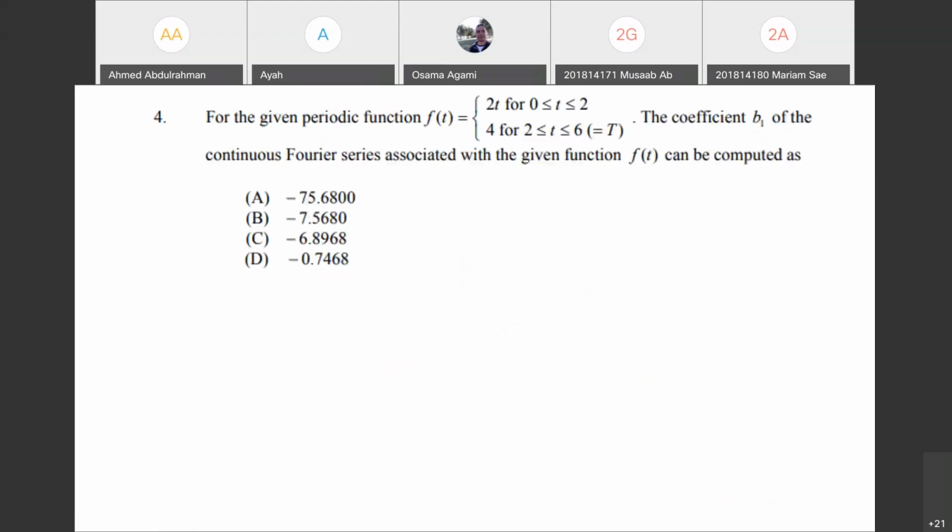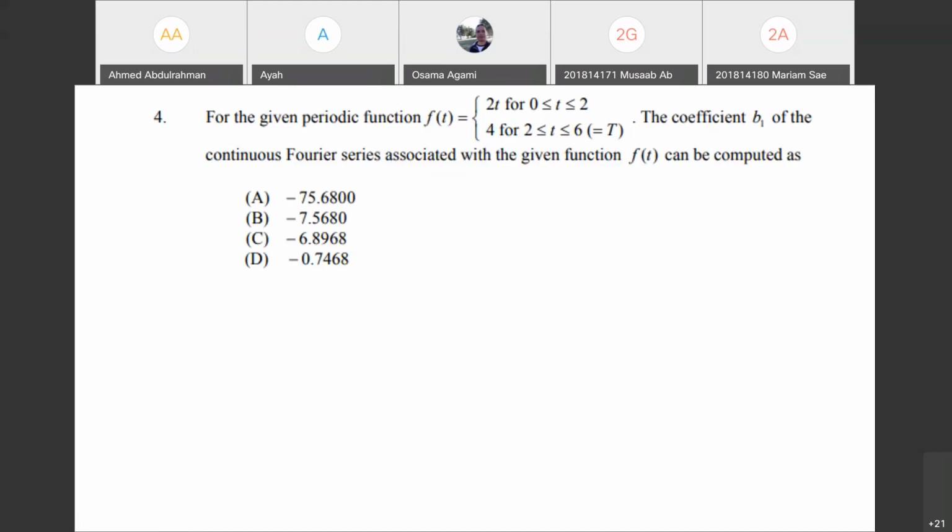Now, you are given the function 2t from 0 to 2, and it is 4 from 2 to 6. So the period, the total period, he told you it is 6. Find the coefficient B1. You have the formula for Bn. Put n equal to 1 and use your calculator to integrate from 0 to 2 for 2t, plus the integration from 2 to 6 for your function 4. And outside multiply by what? 2 over the period. So 2 over 6. So what is the value of this one?